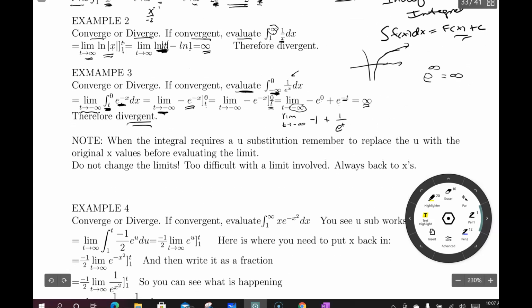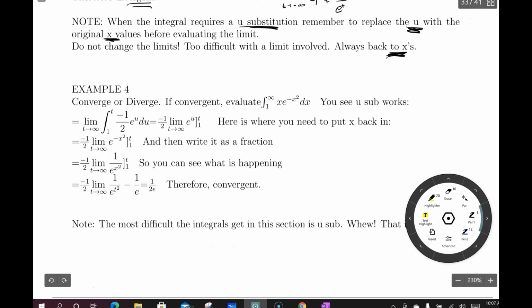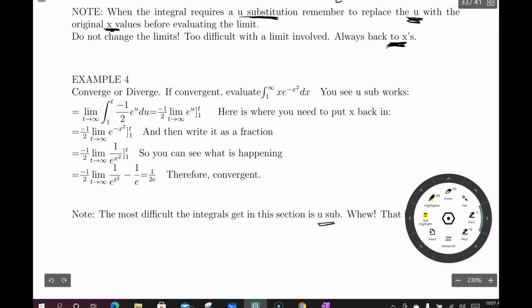These improper integrals will just require u substitution, but you must put the x values back in. Remember before we would sometimes change the limits of integration? That's way too hard to do with t going to infinity. So always go back to the x's if you have u substitution. And the good news is u substitution is the hardest that they get, because we just did a ton of really hard integrals. Okay, so here we go. Let's finish off this one.